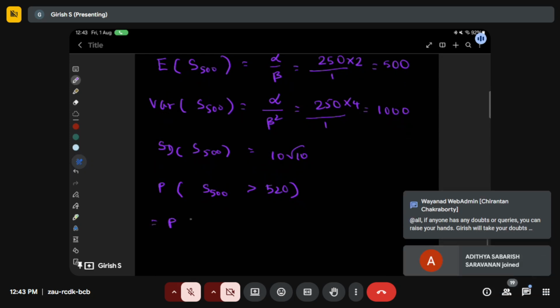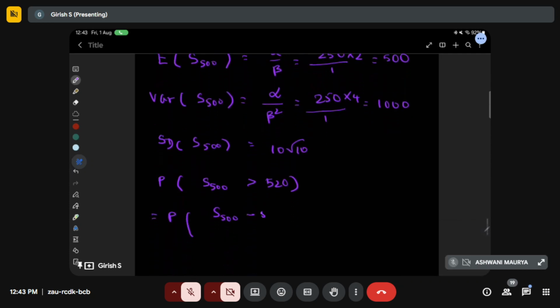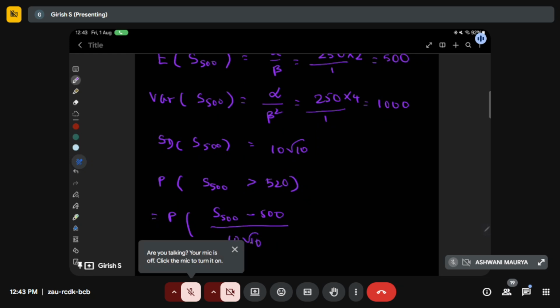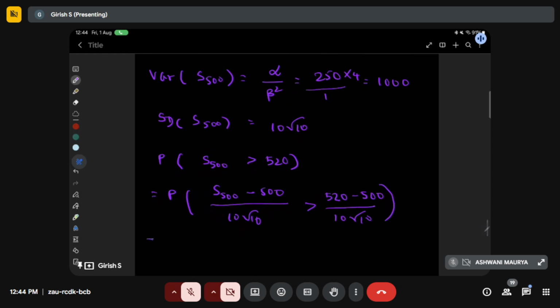Now in the question, they are asking the probability of S500 greater than 520. So you can write that as the probability of (S500 minus mu) divided by sigma, where mu we have calculated as 500 and sigma as 10 root 10, greater than (520 minus 500) divided by 10 root 10. And this is nothing but the probability of Z greater than 2 by root 10.